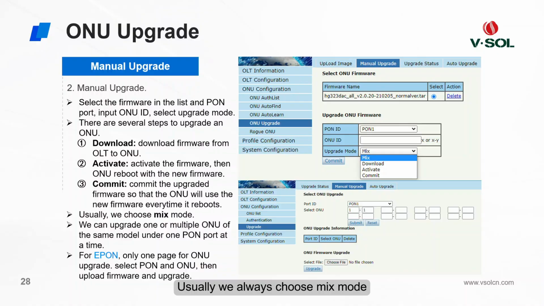Usually, we always choose Mix Mode, which includes the above 3 steps. We can upgrade one or multiple ONU of the same model under one PON port at a time. For EPON, there is only one page for ONU upgrade. Select PON and ONU, then upload firmware and upgrade.